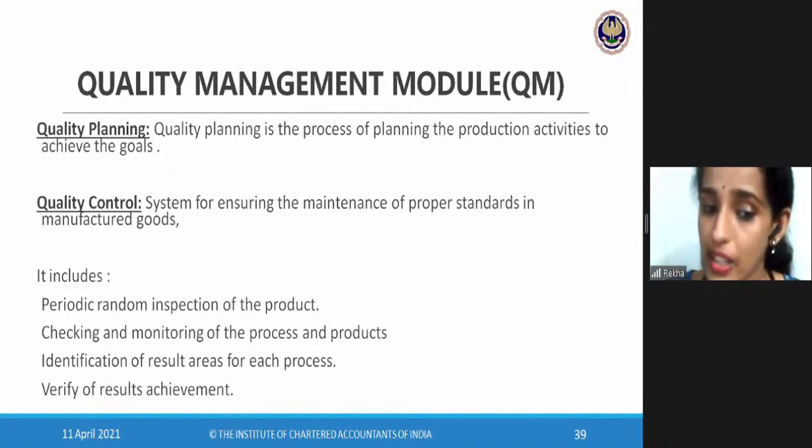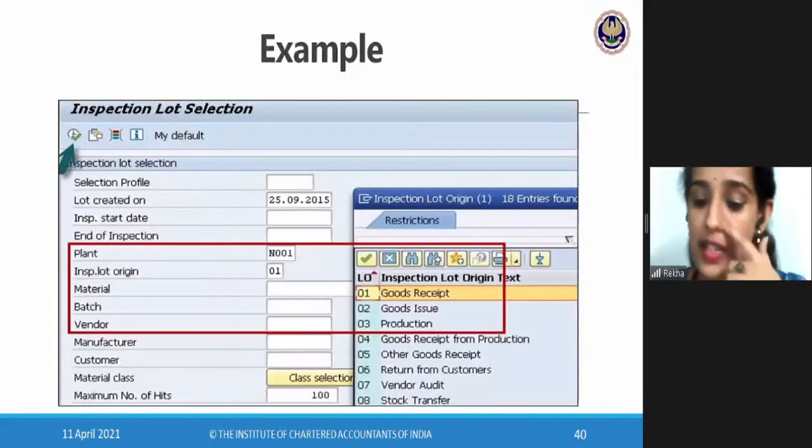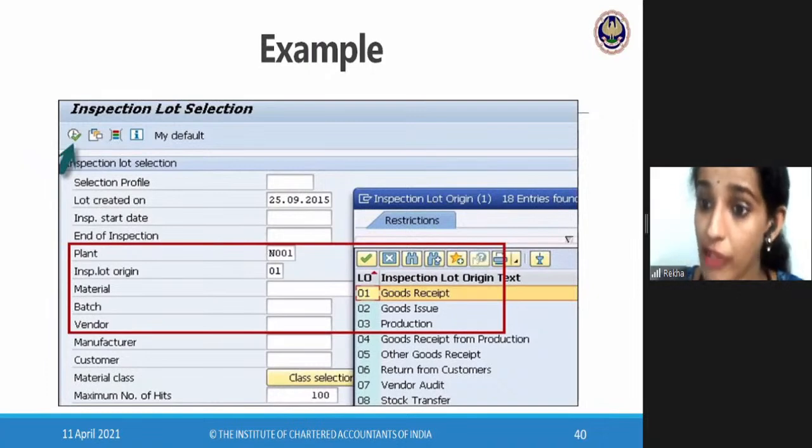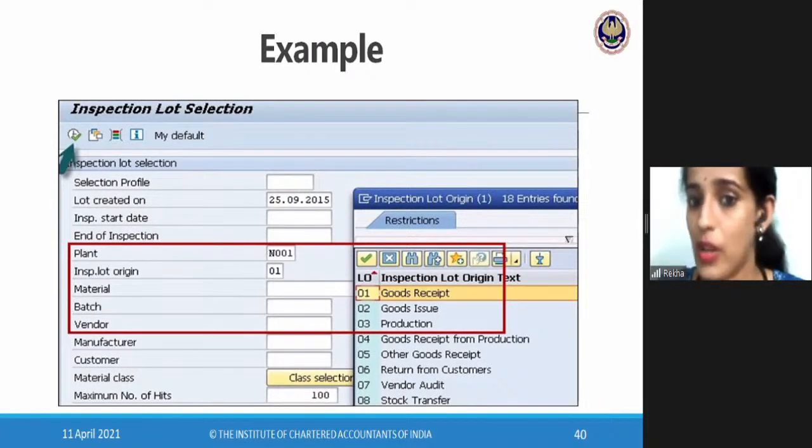So basically they are into monitoring each and every process and product and the results, how it is done. And this main element comes in whenever you are procuring materials from your vendor, or vendor evaluation. This is another area of vendor evaluation, checking the quality of the materials. All this will be done by the quality management module.